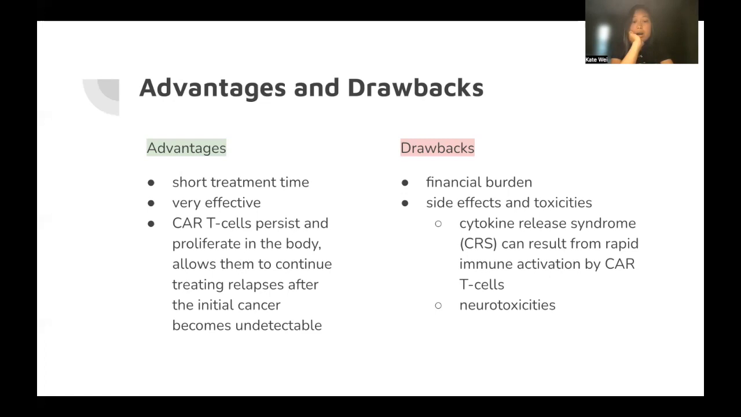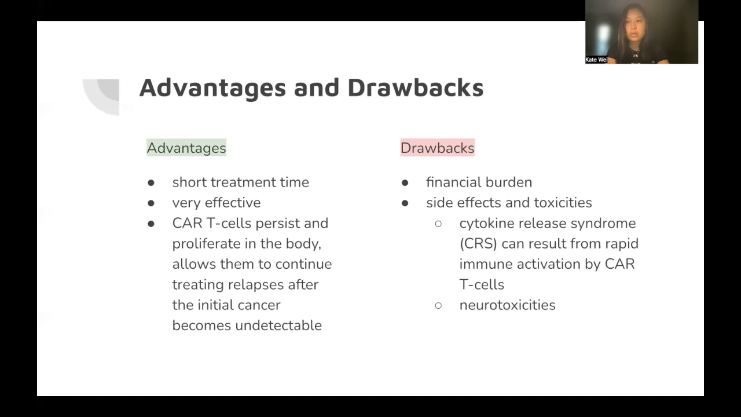However, despite these advantages, CAR T-cell therapy also has certain drawbacks and risks associated with it. The first being the financial burden. According to a 2018 study, a treatment course of Yescarta can cost up to $373,000, not including any additional doctor's appointments or any costs outside of the drug itself.